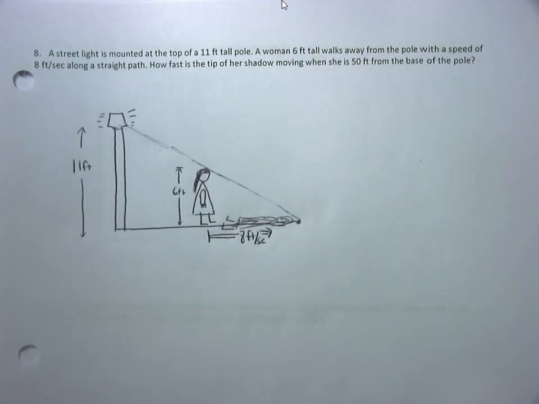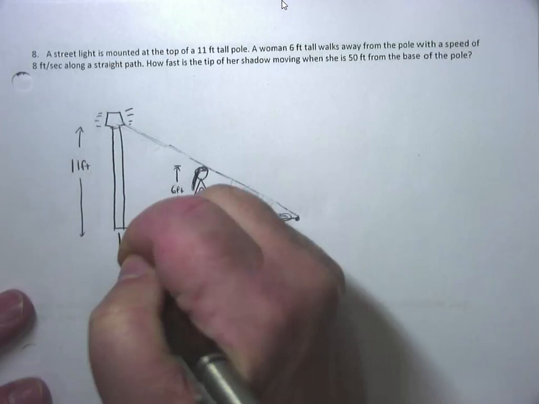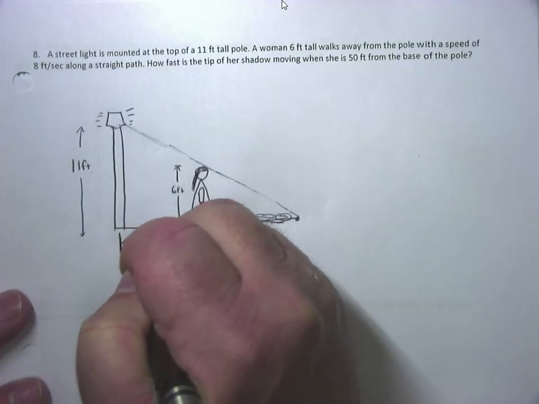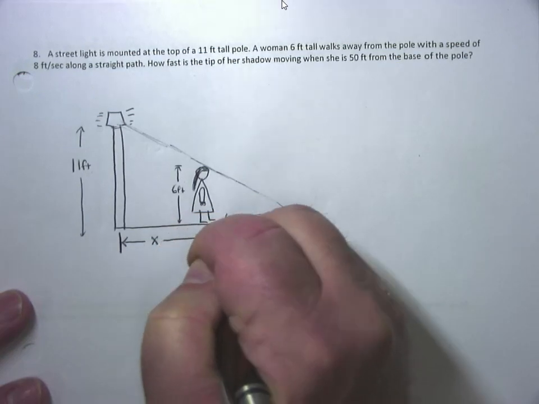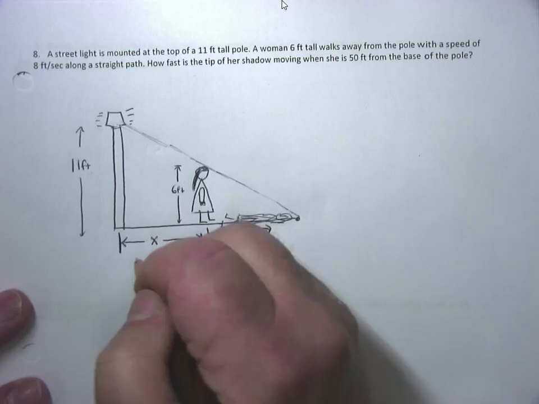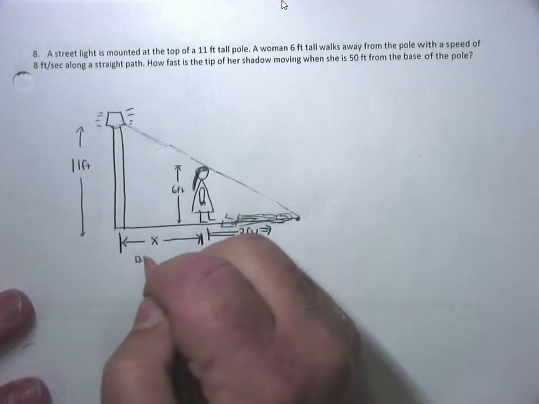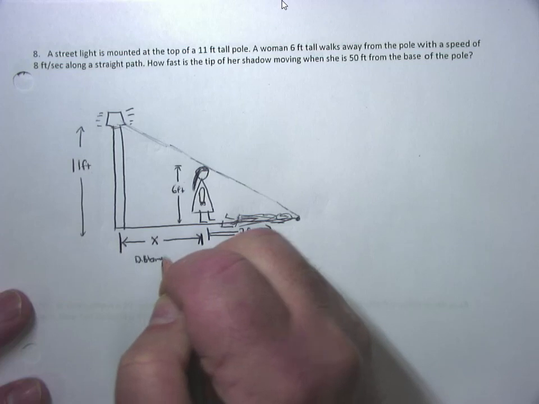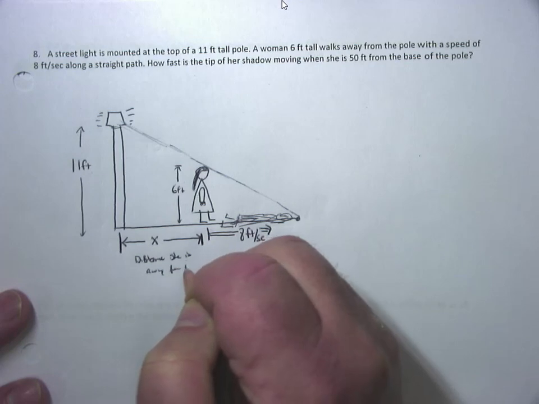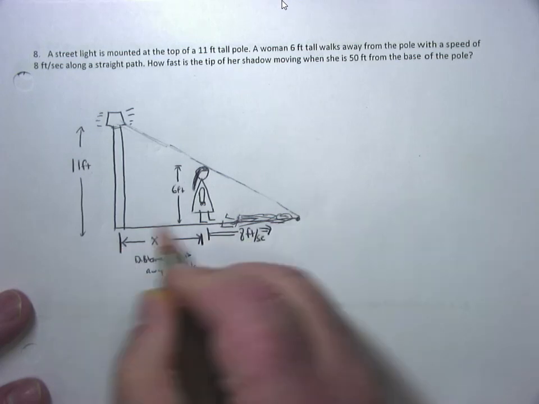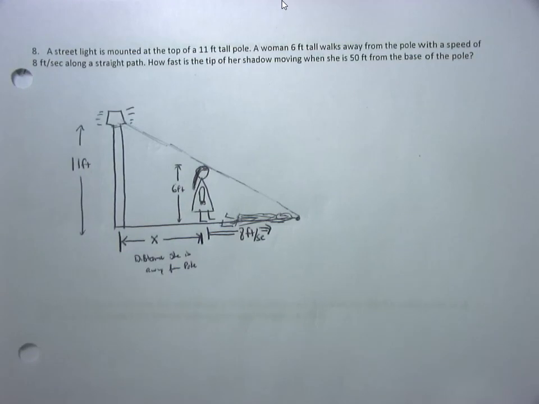Now, a couple things. Let's understand this problem here. We've got to figure out the variables on this thing. Well, there are two real variables here. The first variable is right here. I'm going to call this guy X. And what is this? This is the distance she is away from the pole, right? So in midstream, X equals how far away she is from the pole.